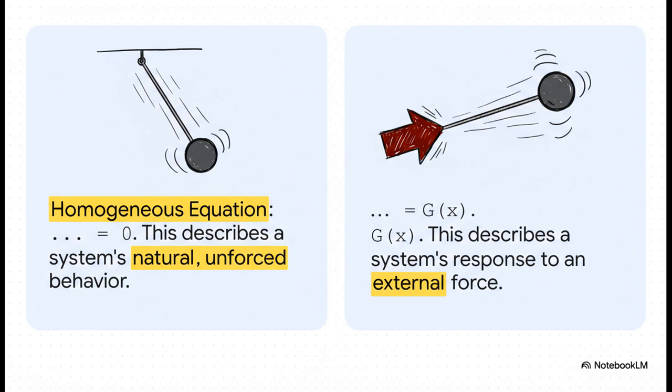And this slide really nails the difference. On the left, you've got the homogeneous equation, the one that equals zero. That's just the system doing its own thing, totally unforced. But on the right, you see it equals g of x. That g of x is some active external force, and the whole equation describes how the system reacts to it.